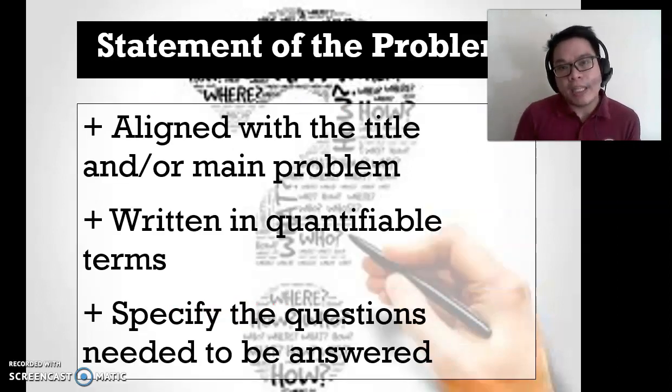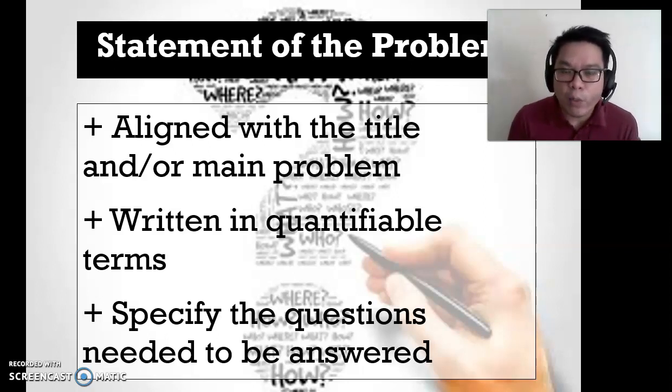Your statement of the problem should be aligned with the title and the main problem. So the variables that will be mentioned in your research questions should also be present in your main title. Later on, I will provide examples so that you will further understand what I'm talking about. Again, this is quantitative research. We are highly encouraging you to do a quantitative research, so you must have quantifiable variables in your statement of the problem. And then you have to specify the questions needed to be answered.